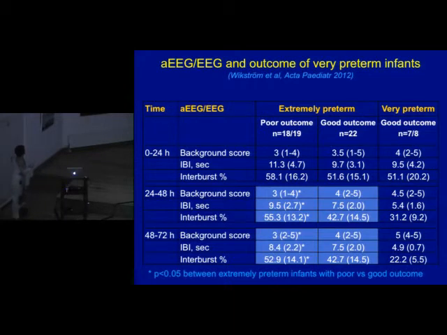Here the same group looked into prognosis in very preterm infants, and they had these extremely preterm infants and preterm infants. And although these numbers are low, there is a trend, and some are significant, that very depressed traces in terms of very long interburst intervals are associated with poor outcome.